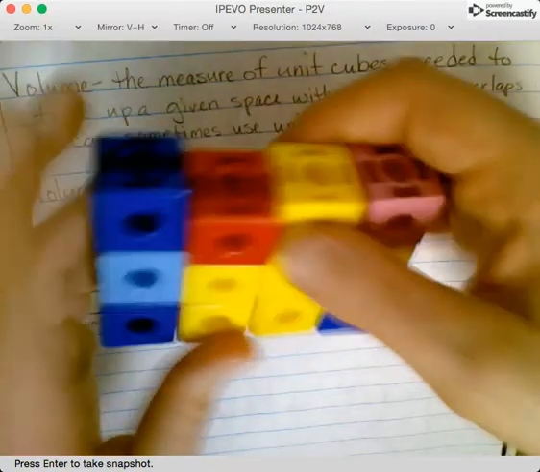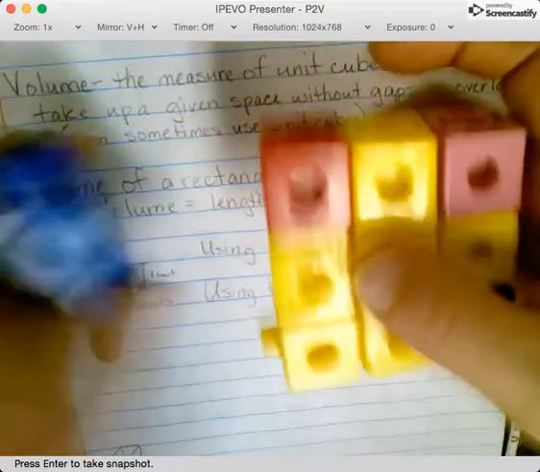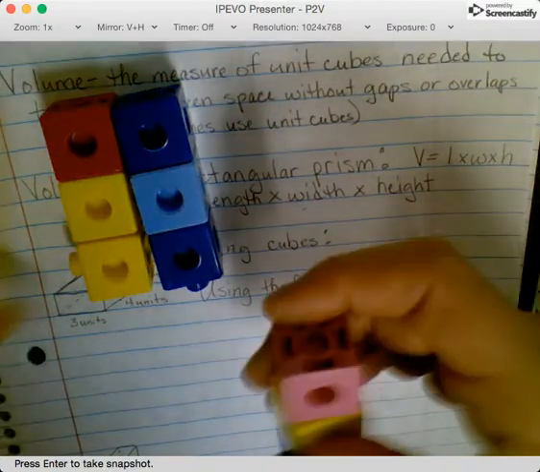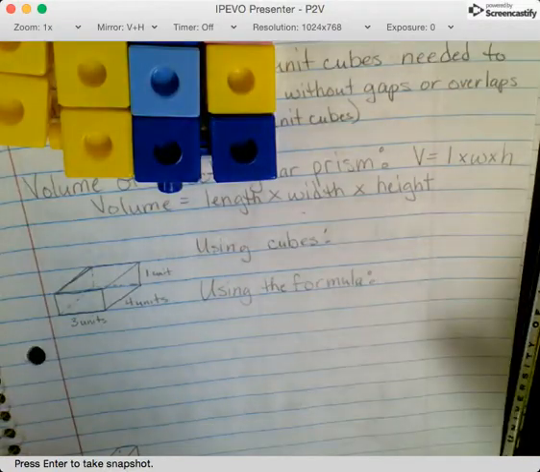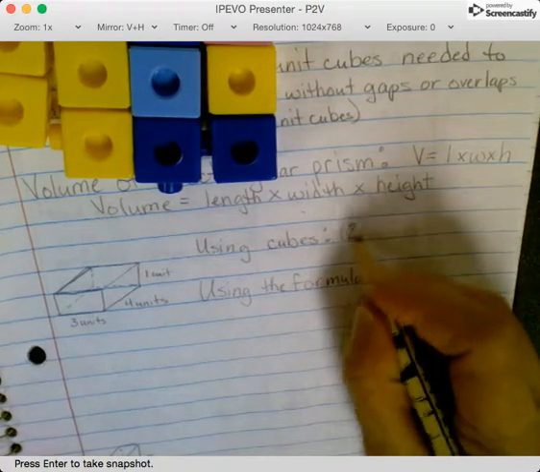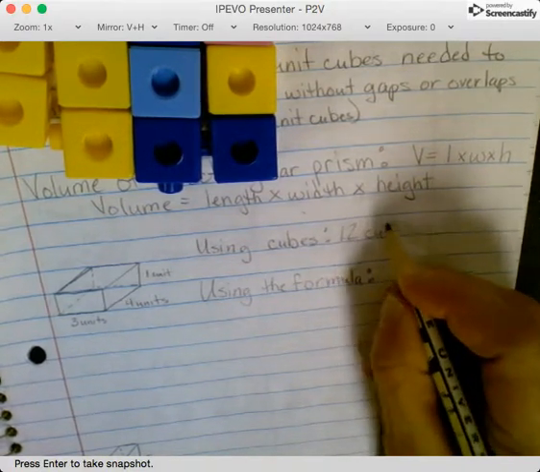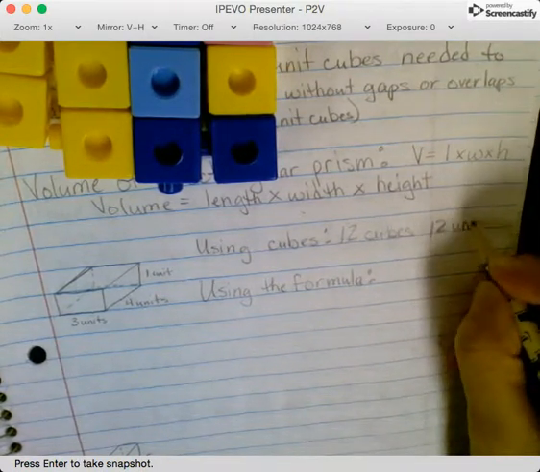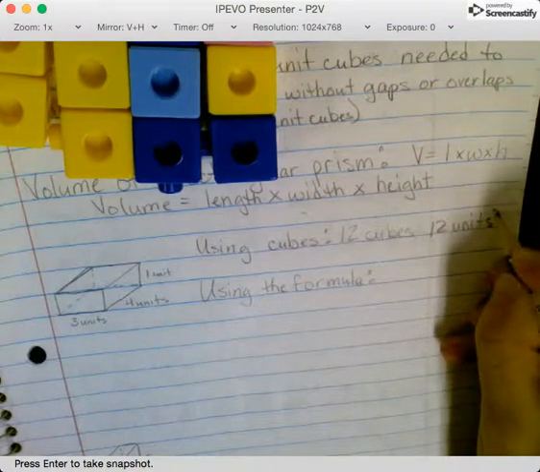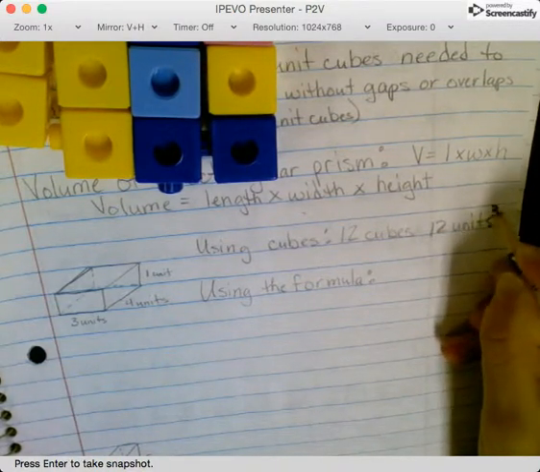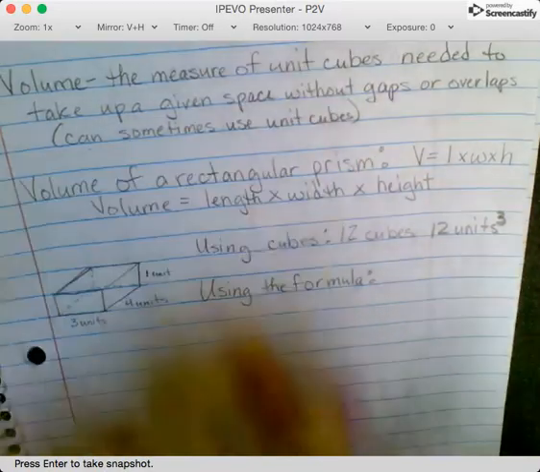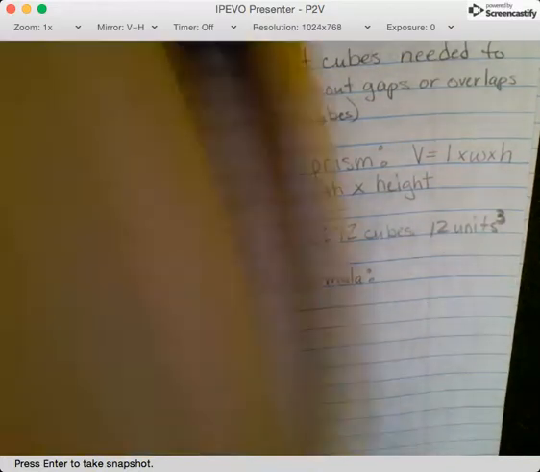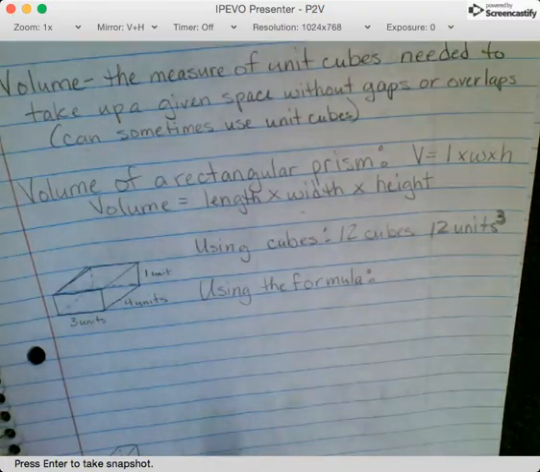Okay, now how many cubes did that take? Well, I have 3, 6, 9, 12. So it took me 12 cubes to fill up that space. And we'll call that 12 cubic units. And notice I put a 3 above that. That's because we have 3 dimensions, 3, 4, and 1 that we used. All right, so that's just a simple example using blocks.